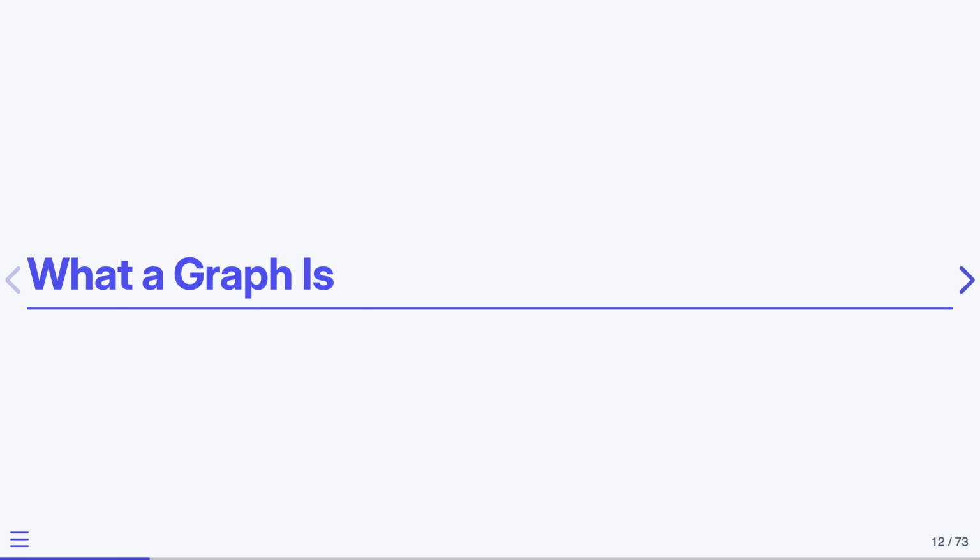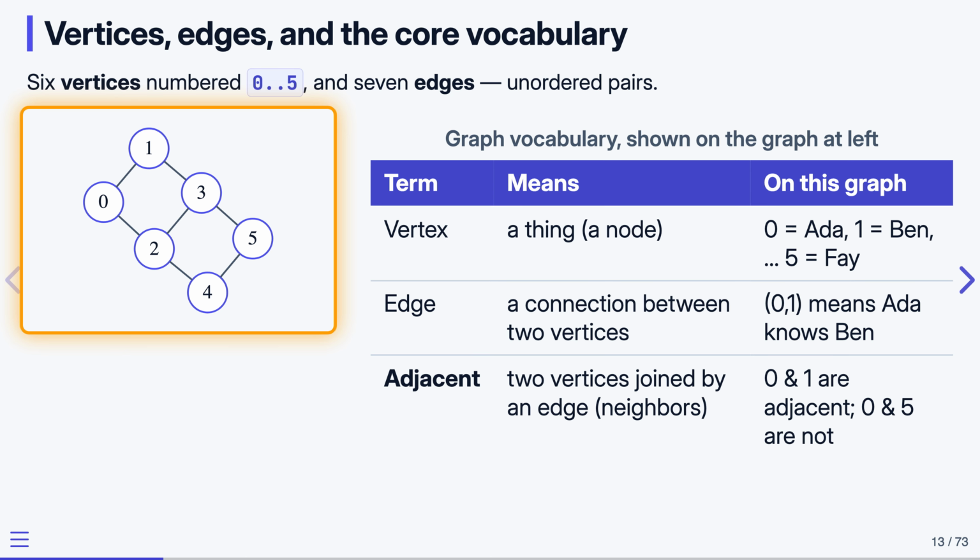Now we turn to what a graph really is. Let's learn the core vocabulary that every representation is built on. This graph has 6 vertices, numbered 0 through 5. It has 7 edges, and each edge is an unordered pair of vertices.